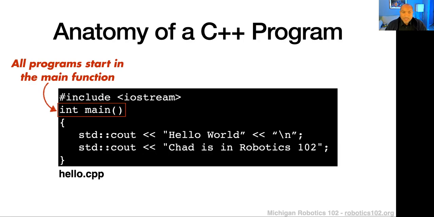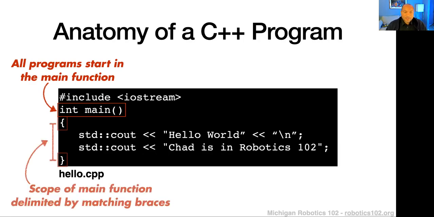Right after typing main, you're going to put an open brace. That open brace defines the start of your program, and it goes all the way down to this closing brace right here at the bottom. We call an open brace that's matched with a closed brace a matching brace. Within these matching braces, you can put in a number of statements for C++, and the extent of those braces, everything in there, is the scope of the main function.